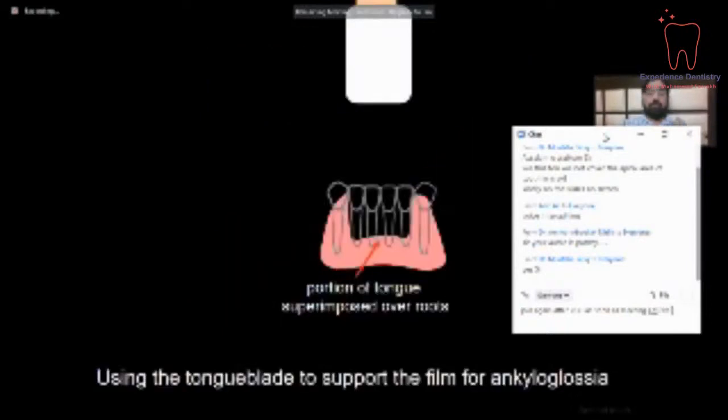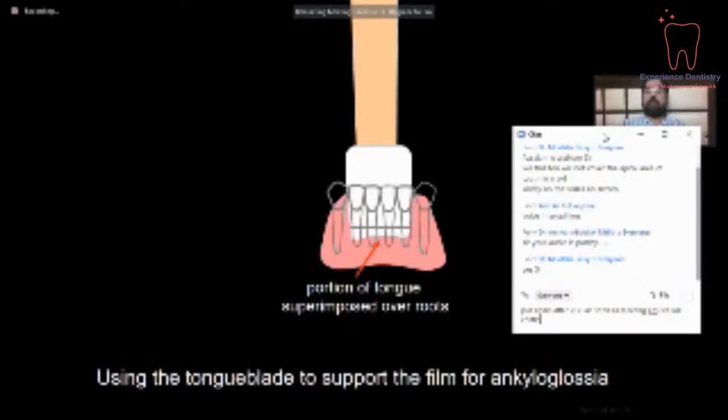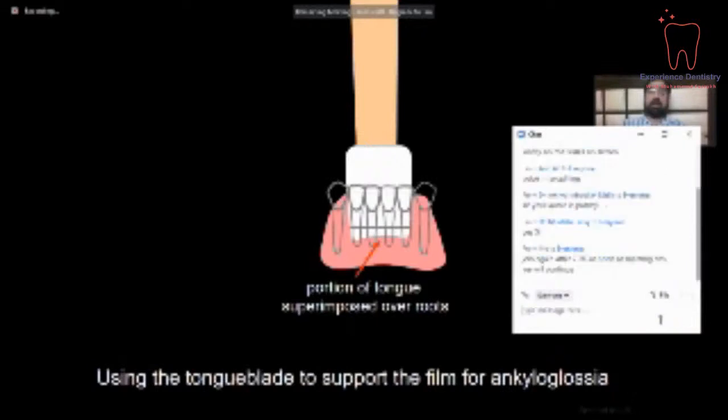And if you see in front of you, it is bounded to the tongue blade, and the film you have placed is right here, not held by your finger, it is by the tongue blade, and you have to place it right over the tongue tie.